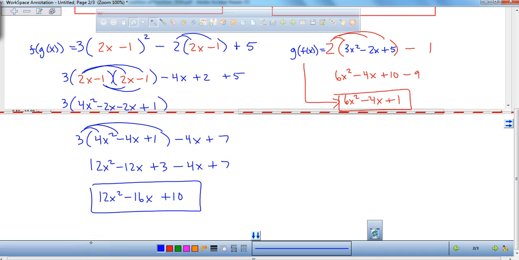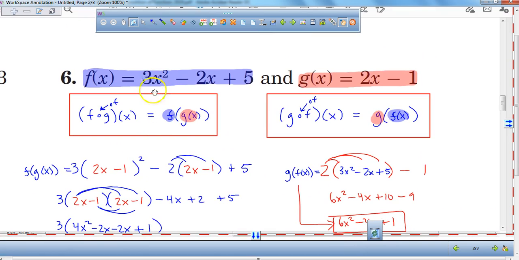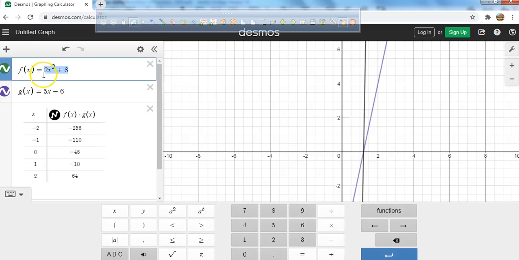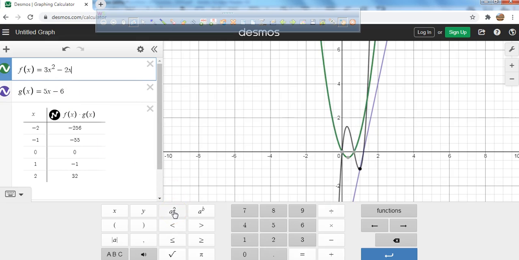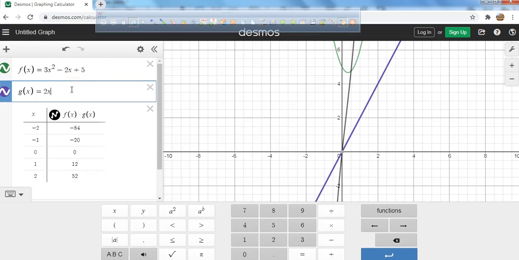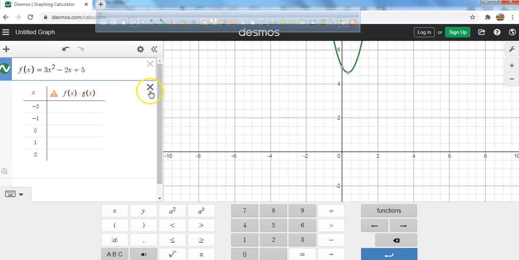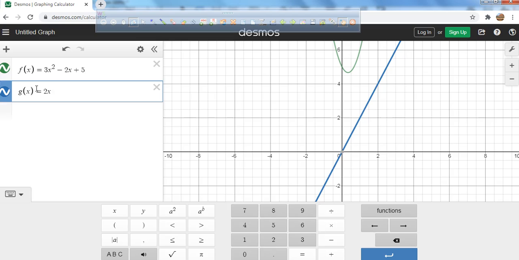Now we're going to go ahead and type this into Desmos to see if we actually got it right. We're going to see if this matches up with f of g of x. So here we go. We're going to have to go ahead and type this into Desmos. 3x squared minus 2x plus 5. So I'm going to go to Desmos. All right, I'm just going to go ahead and type in 3x squared minus 2x plus 5. And then I'm going to go back over here and put 2x minus 1 on this guy. You know what, I'm just going to close it out. Try it again. G of x equals 2x minus 1.